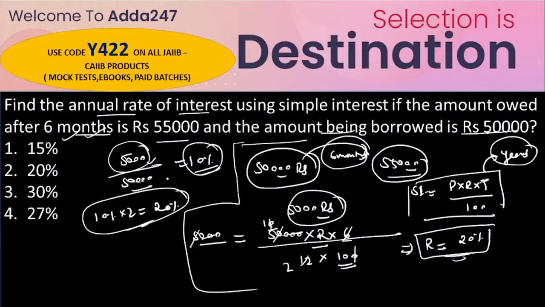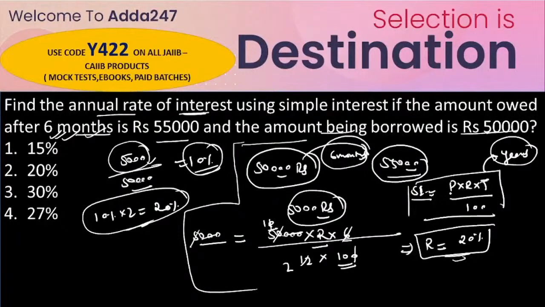The concept of including this question is that the data is given for 6 months. Okay, and you will find these kinds of questions in the exam, where we have to calculate the annual rate of interest while the data is given for half yearly. Okay, so you always have to understand the formula of simple interest.